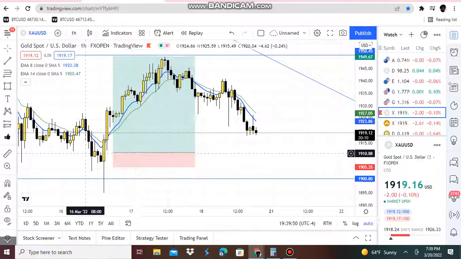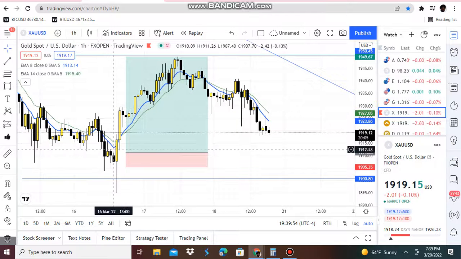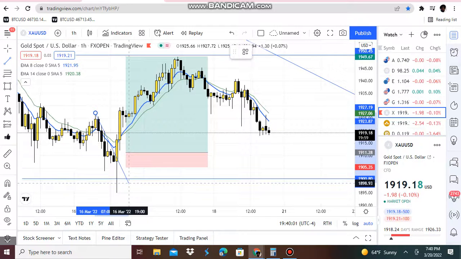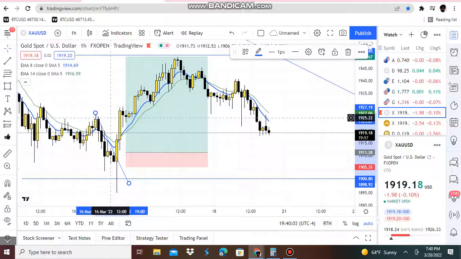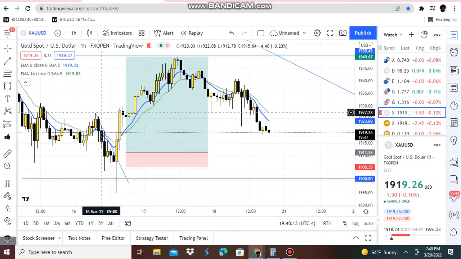And what do we see? Boom, it breaks structure. See this lower low right here? Boom, price was in the lower low. Once price breaks this trend line, boom, you could have seen this trend line from here to here. Price breaks this trend line right here. Once price breaks this trend line, it confirms it breaks this last lower high right here before it made a lower low all the way down to 1900.